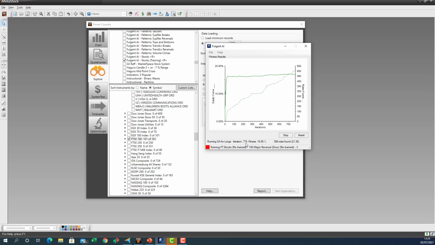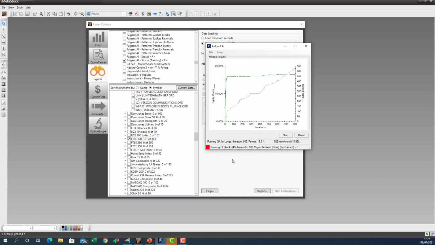So there's been 775 tests already. Fitness 16% fitness test. It found 510 rules. Now I do have a requirement that the AI is only supposed to give me rules that are 60 to 65% plus in terms of accuracy. So I'm not looking for rules that are not that accurate, that might not occur frequently. I'm looking for rules that occur frequently and that have a high probability of success. And that's what the AI is now doing.